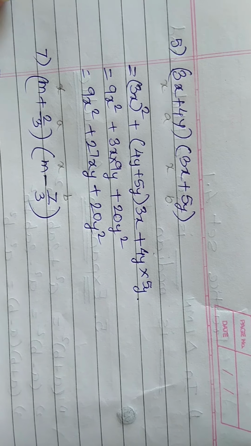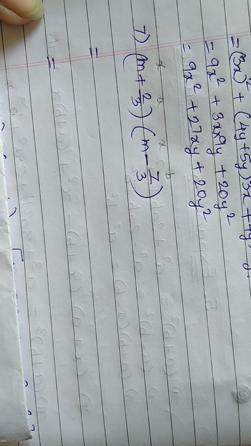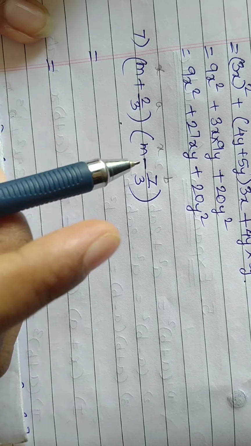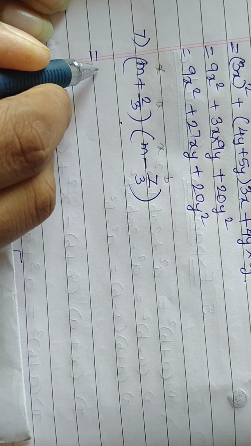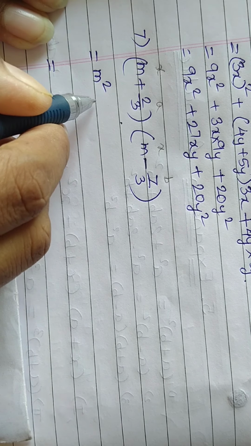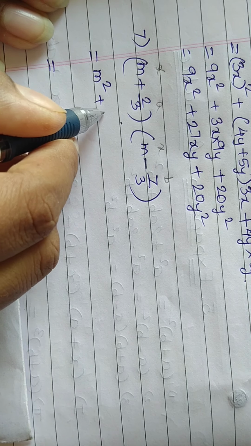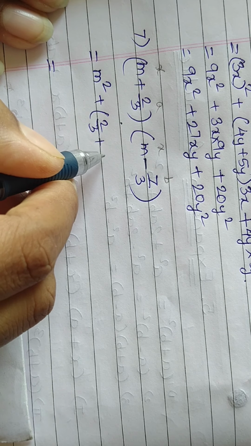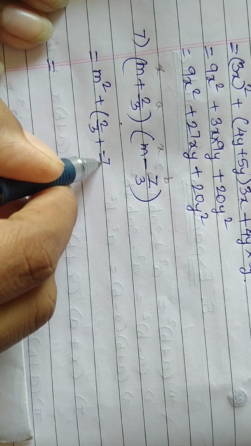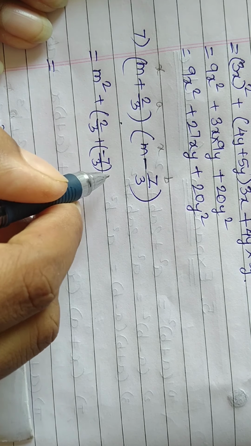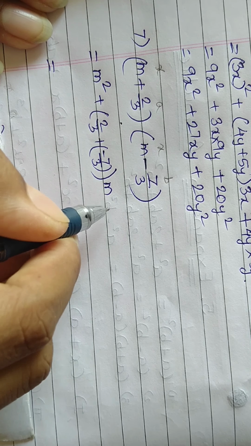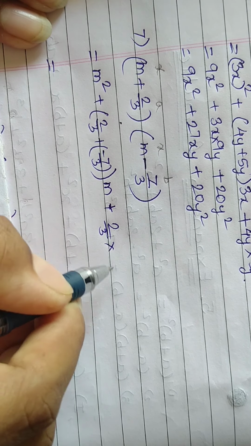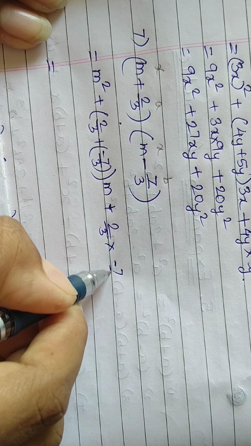Now see the next question. In place of a and b, fractions are there. First term m², plus (2/3 plus −7/3) into m, now plus 2/3 multiplied by −7/3.